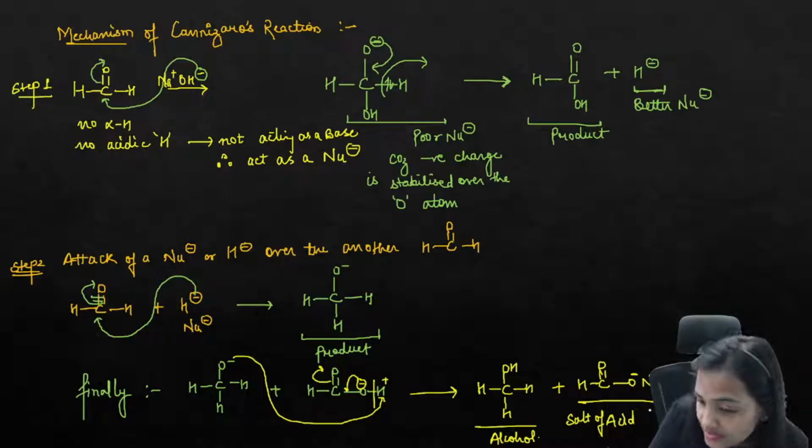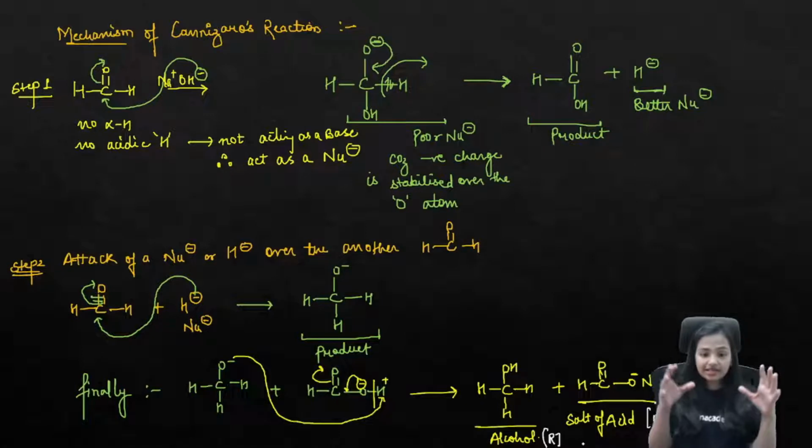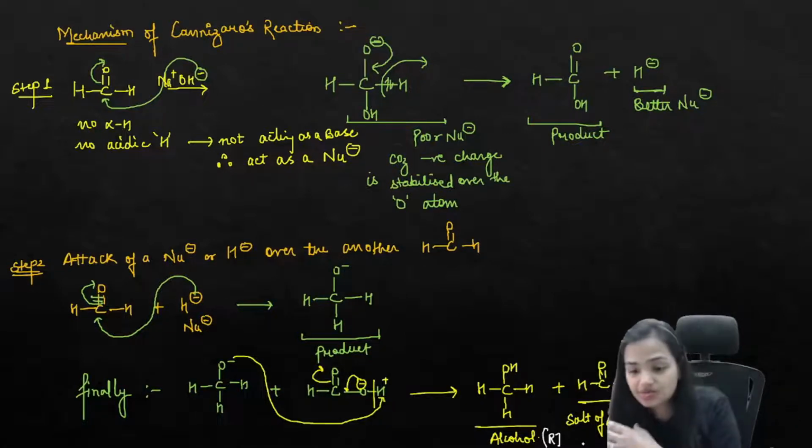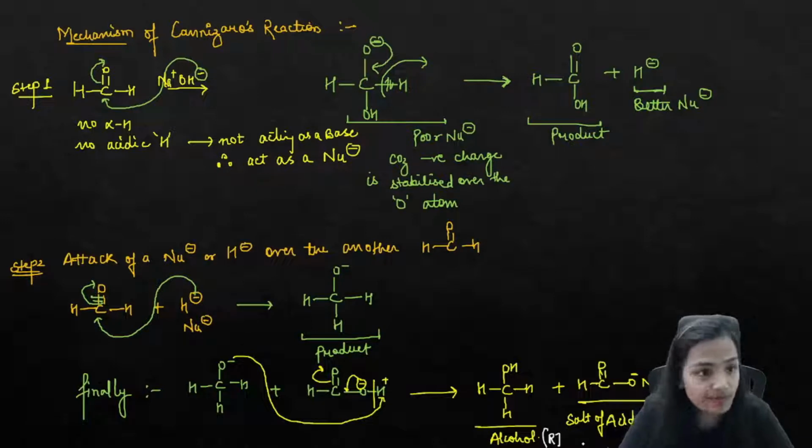So the salt of the acid is the oxidized product, and the alcohol is basically the reduced product. So we are getting two products: one is the oxidized product and the other is the reduced product. You all understood what the Cannizzaro reaction is?